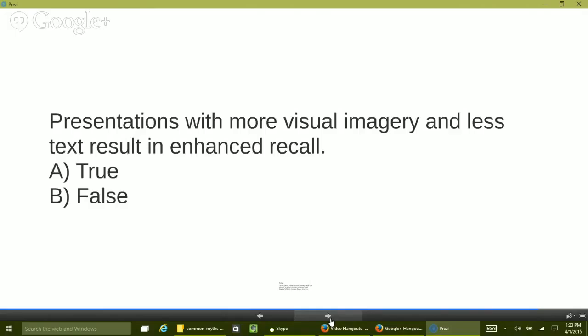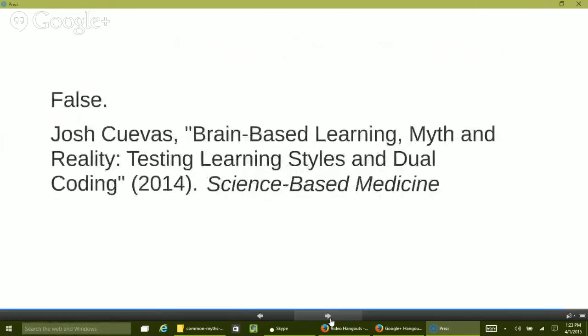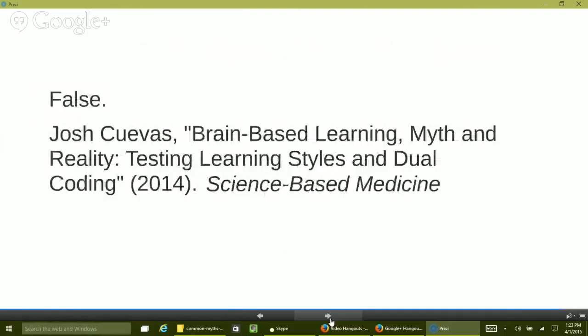We've got 2 votes for true. And in fact, that's what the research is beginning to suggest. Probably one of the more recent studies is by Josh Cuevas, brain-based learning, myth and reality, testing learning styles and dual coding. He's done some experiments basically by varying the mix of imagery and text.